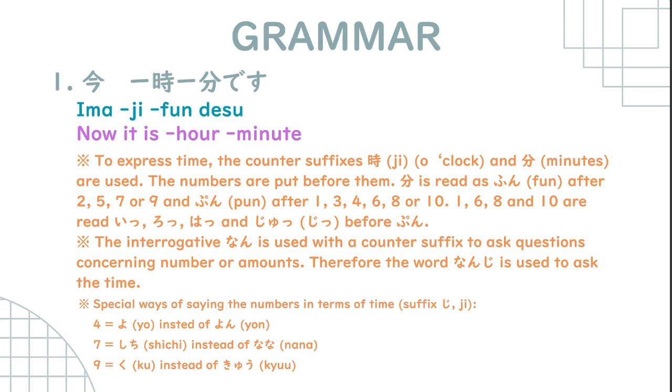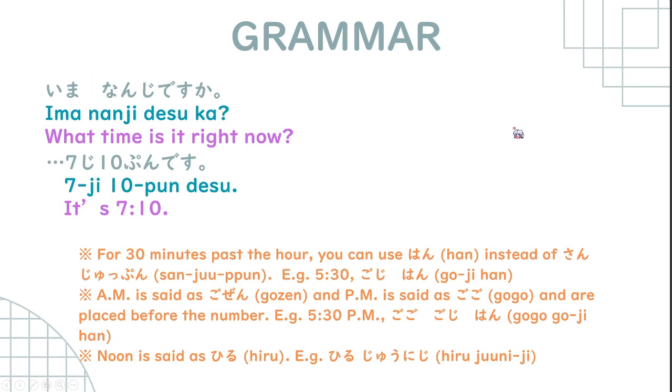Okay, we'll go to a sample for now. Okay, ima nanji desu ka? 7 ji 10 fun desu. Now, we have here some additional information. For 30 minutes past the hour, you can use han instead of 30 fun. Okay, 30 fun is 30 minutes. So for example, we have 5:30, right? 5:30. So 30. You say 5 ji han.